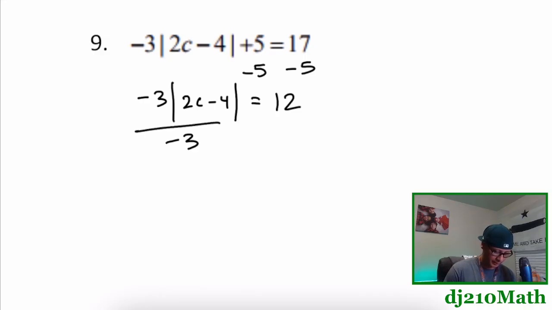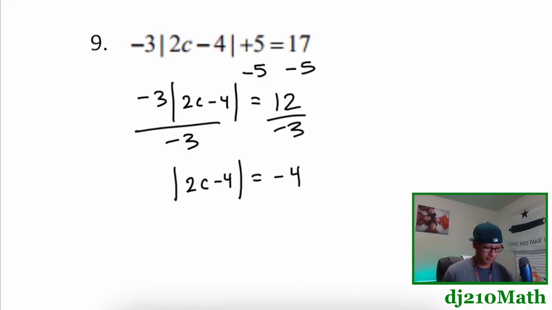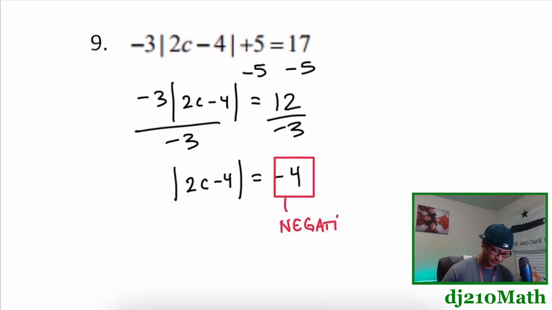Divide both sides by negative 3. We get absolute value 2c minus 4 is equal to negative 4. Right, 12 divided by 3 is 4, and positive divided by negative is negative. All right, you got to be smart, right? Negative 4, it's negative. So no solution.